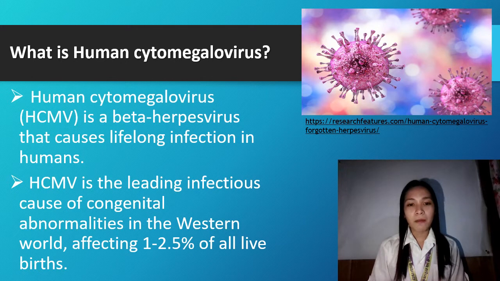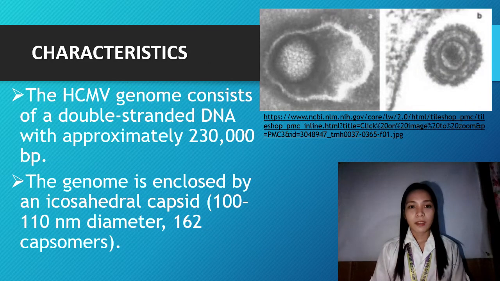Primary HCMV infection is generally asymptomatic in healthy hosts but can cause severe and sometimes fatal disease in immunocompromised individuals and neonates. The characteristics of HCMV.